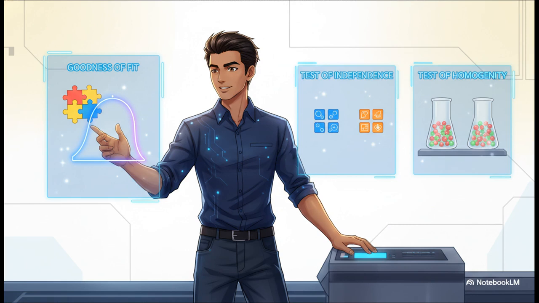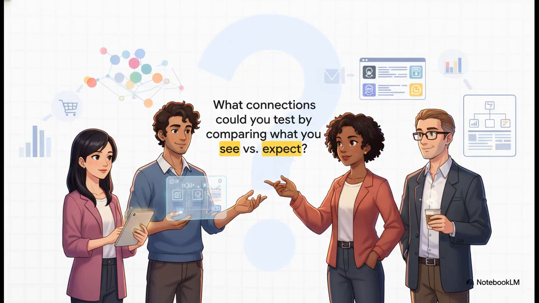And you know, this whole observed versus expected idea is incredibly useful. We just used it to see if two things were related, but you could also use it to see if your data actually fits a theory you have, or to check if two totally different groups, say shoppers in New York versus shoppers in LA, are actually behaving in the same way. So that's really the power of the chi-square test. It's a surprisingly simple way to compare what you see with what you'd expect.